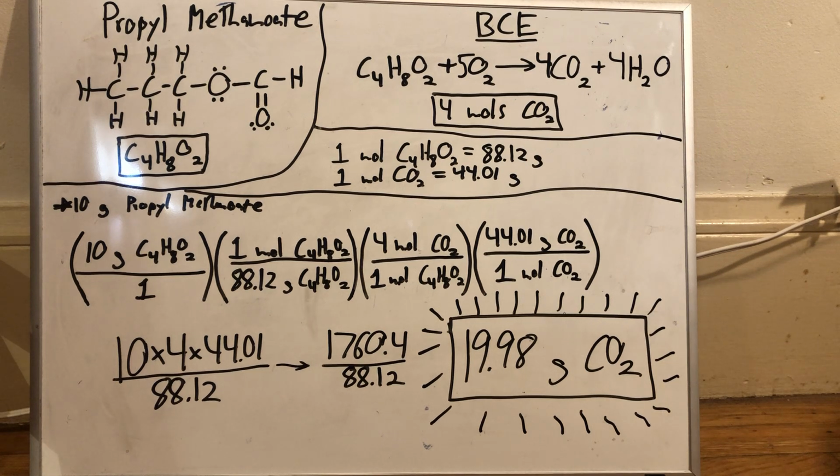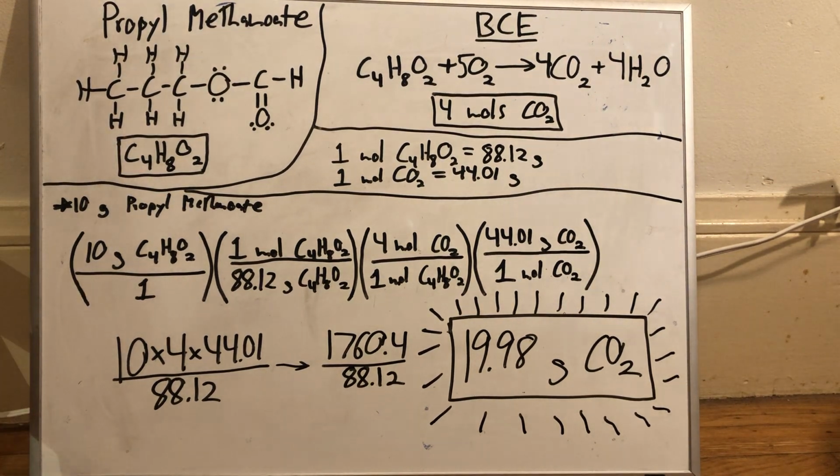So I already had a couple of ideas. I was pretty sure I would need to figure out the formula for propylmethanoate, which is why I needed to know how to draw it. And then I realized that I would probably need a balanced chemical equation because it said it's burned in oxygen. And then from there, I can use stoichiometry to figure out the mass. I'll walk you through each step. But first of all, let's go to the drawing.